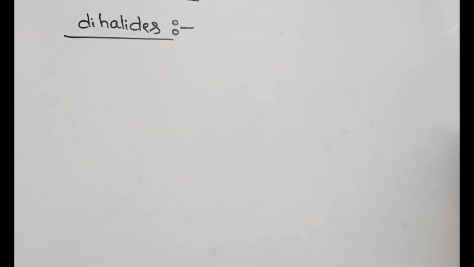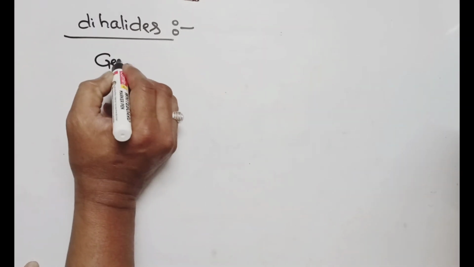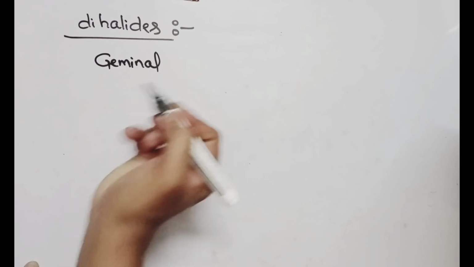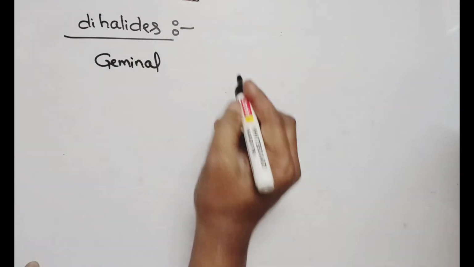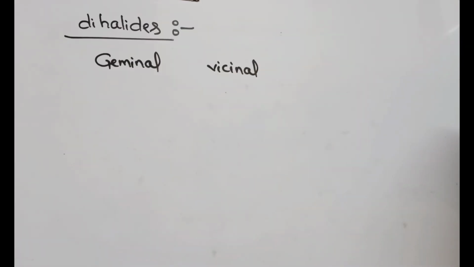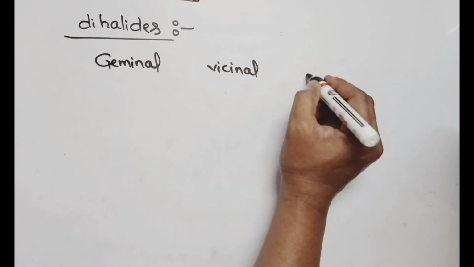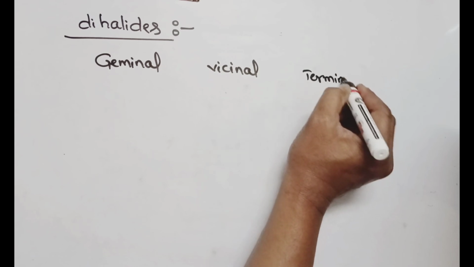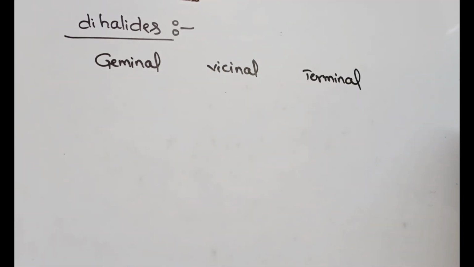Next, classification of dihalides. Dihalides consist of two halogen atoms. Dihalides are classified into three types. One is geminal dihalide, known as gem dihalide. Another one is vicinal dihalide. And third one is terminal dihalide. So dihalides are mainly classified into three types: geminal dihalide, vicinal dihalide and terminal dihalide.